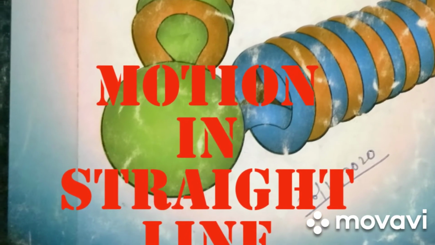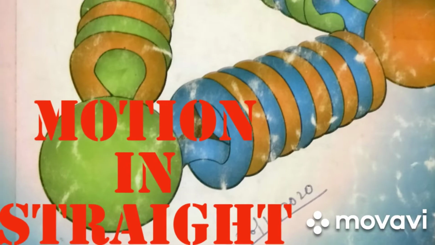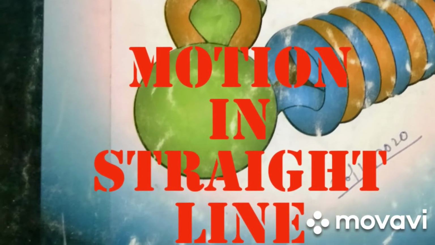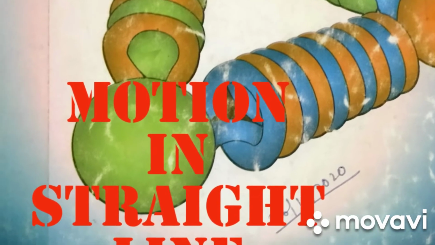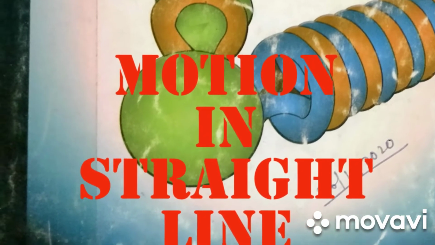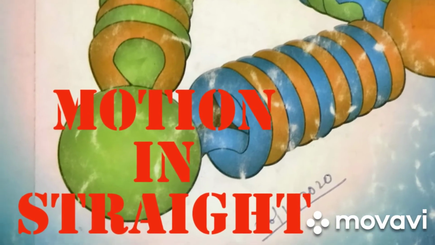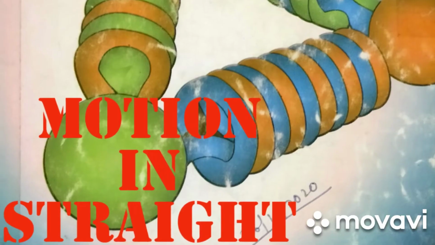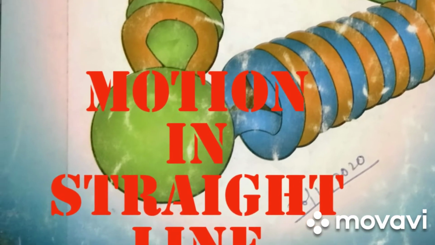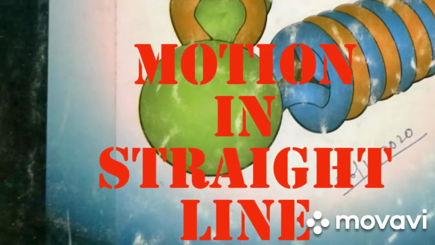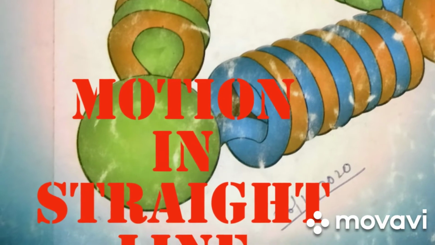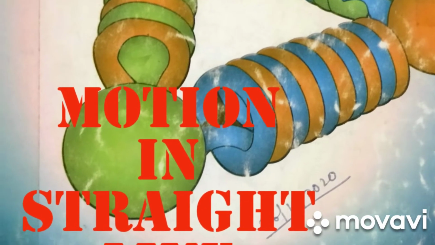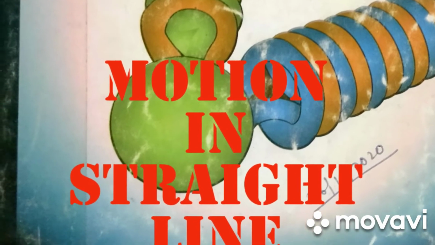Under this horizontal motion, whether it is scalar or vector, we will be covering uniform motion, non-uniform motion, average value and instantaneous value. Then kinematic equations, graphs, and then last is relative motion.